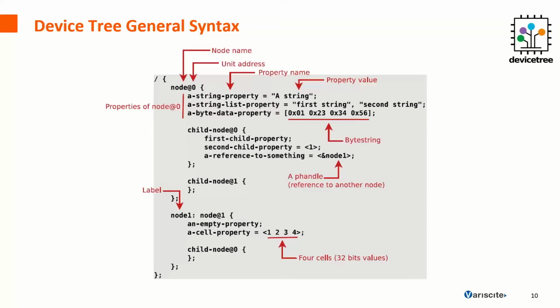Properties are simple key-value pairs with several different formats. There are string properties, there are byte strings, and cell properties, as you can see here. There are also phandles, which again allow you to reference a label from another node. Here in this example, we have a root node that has two child nodes called node and node1. Each of these also has child nodes with their own properties. These are just example nodes. They don't really do anything specific. It's just used to demonstrate the device tree syntax.